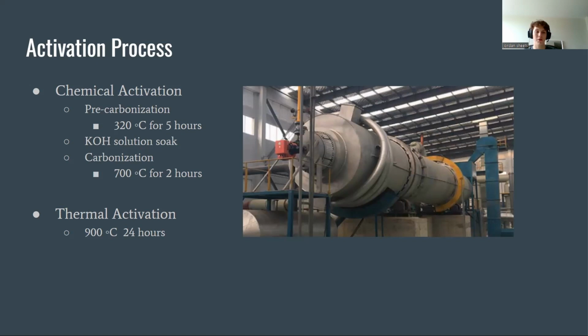From there, thermal activation. This is as simple as it is thermally heated to 900 degrees and can range from a couple hours to 24 hours, once again, depending on the type of process and use. In this picture, you can see a typical drying drum that is used for this type of process.